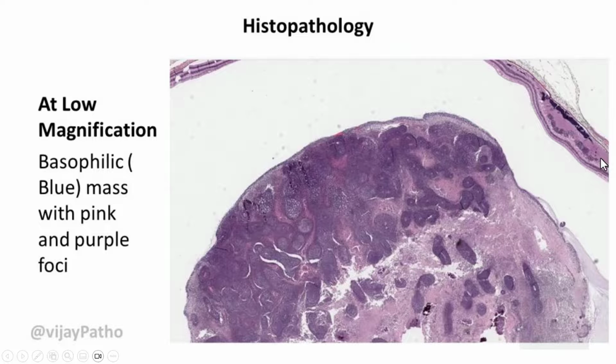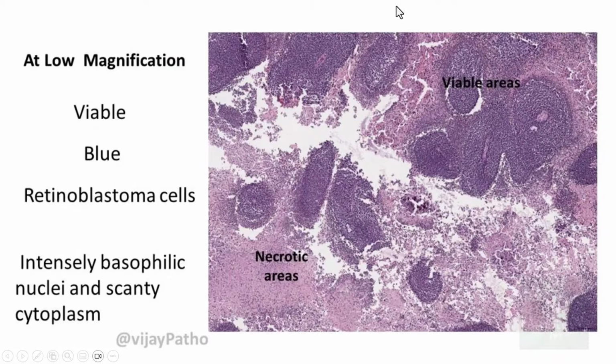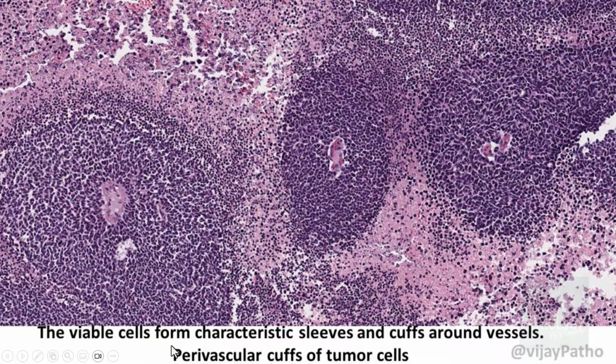You can see that these are the layers of the eye, that's the retina, and this is the tumor. You can make out the darkly stained areas and the lighter stained areas. These lighter stained areas are basically necrotic areas, and the viable areas are the blue colored areas, because they hardly have cytoplasm; they have intensely basophilic nuclei along with very scanty cytoplasm.